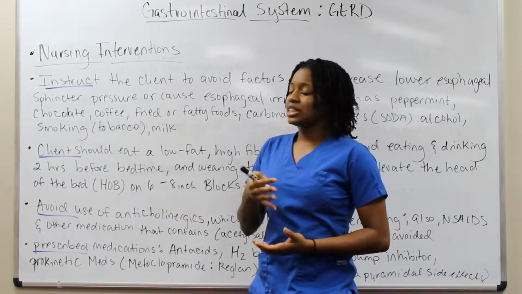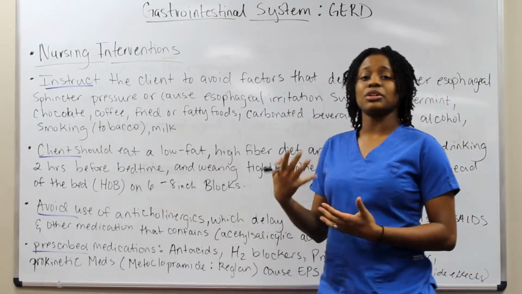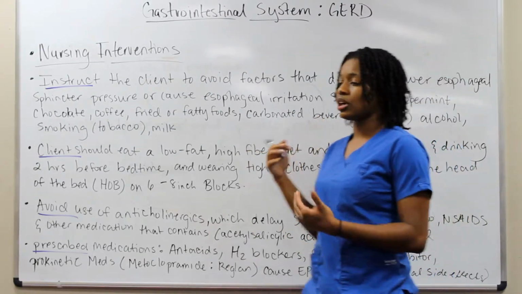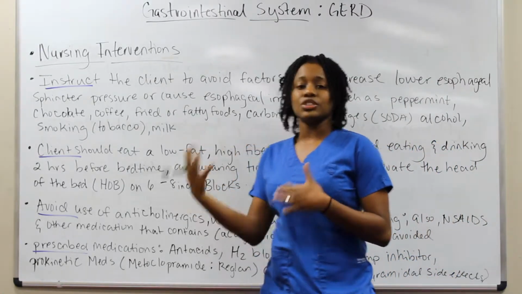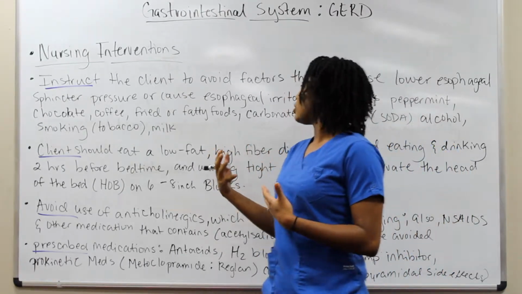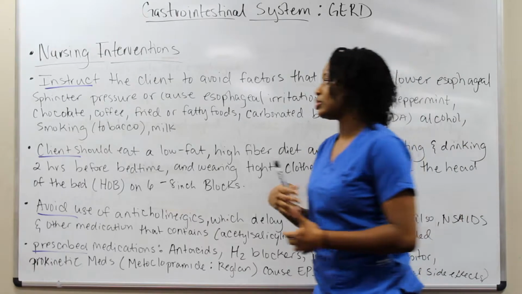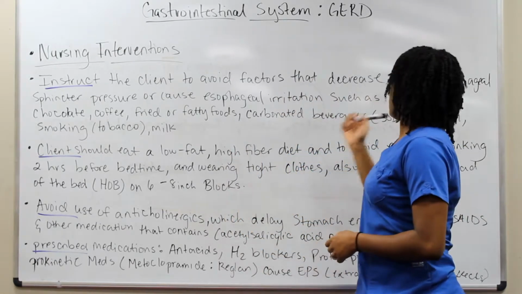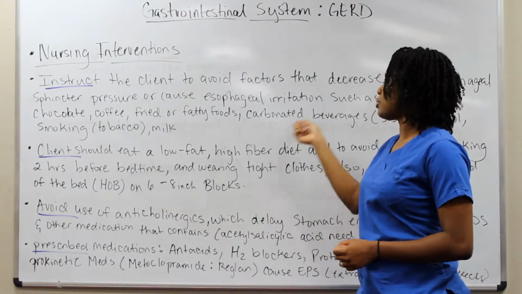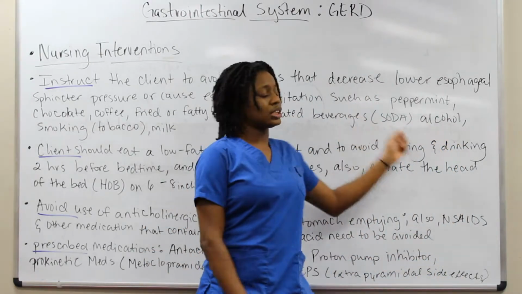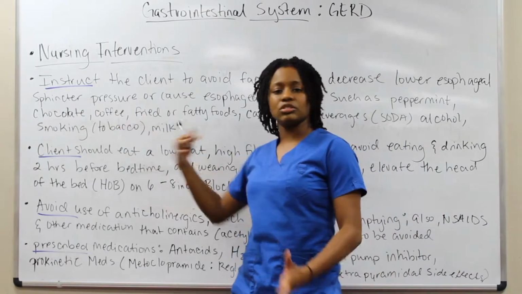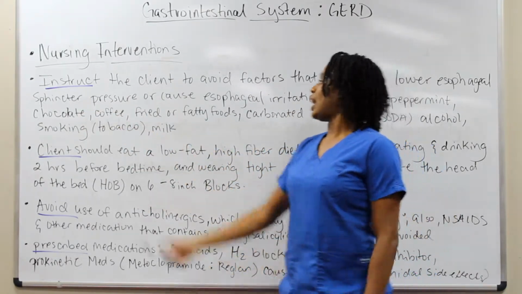So one of the things that you want to change is pretty much what they're eating. You want to instruct the client to avoid factors that are going to cause a decrease in the esophageal sphincter pressure, or that are going to cause esophageal irritation. Those things could be peppermint, chocolate, coffee, fried or fatty foods, carbonated beverages, which is also known as soda, just in case you guys didn't know, alcohol, smoking, like tobacco, cigarettes, things like that, and milk.